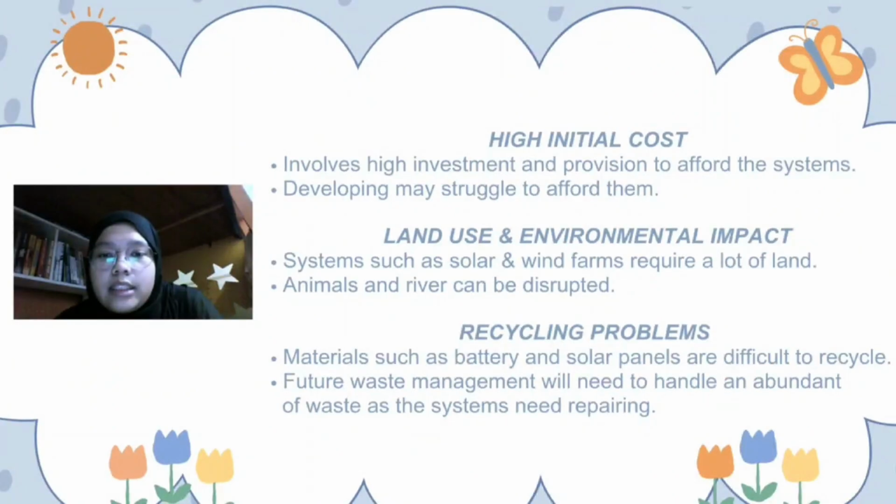The second one is land use and environmental impact. Systems such as solar and wind farms require a lot of land that small countries might struggle with. Animals and rivers can also be disrupted. For example, wind turbines can affect the birds, and hydro dams can disrupt the rivers.